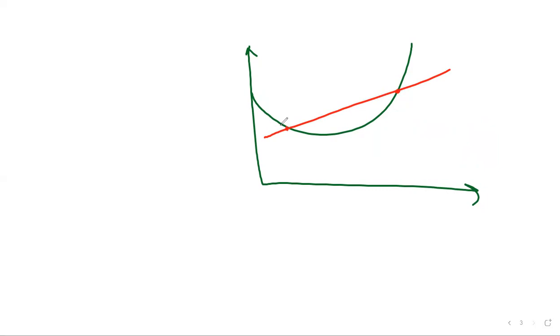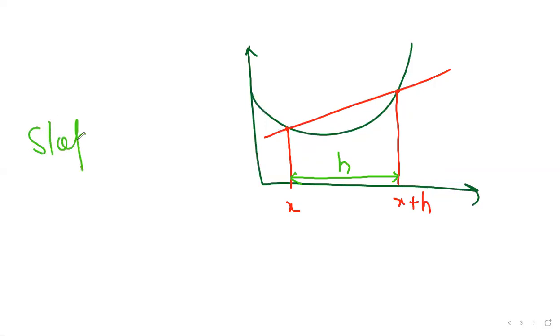If we talk about the slope, for example, this is the starting point, x, and this is the ending point, x plus h. You can easily judge that when we start from x and move till x plus h, the difference will be h. That is the basic definition of the slope, or you can say the gradient.